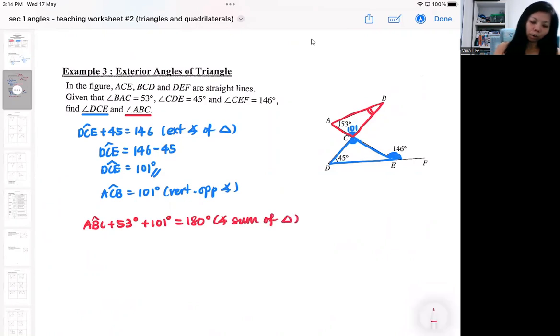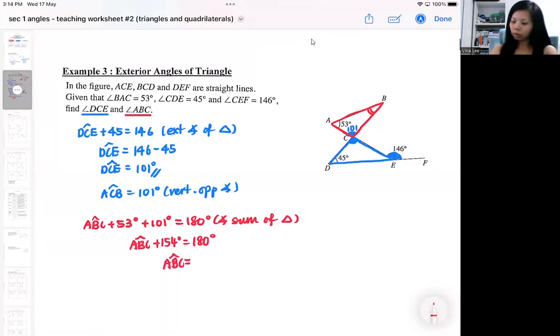Then after that, you do your normal algebra. Okay, so you can add up 53 and 101 first. Then you subtract 154 on both sides. And that's how you get the 26 degrees. Okay, so you must present it in a flow. The sequence that it actually helps you to find it.